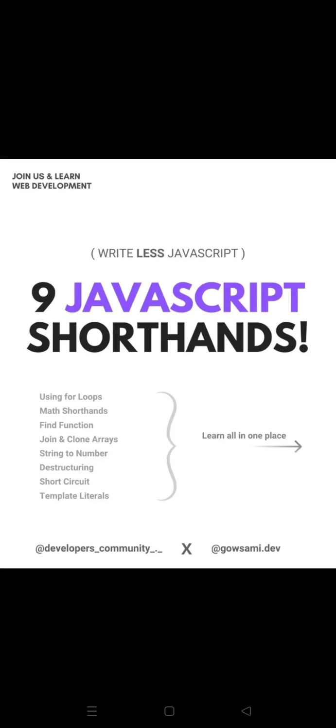So in this video we are going to learn 9 JavaScript shorthands. We will cover just a few things like for loop, math shorthand, find function, join and clone array, string to number, destructuring, short circuit, and template literals. These are the topics we are going to cover, and it will be a very short video because we have an example of each of these topics at least once only.